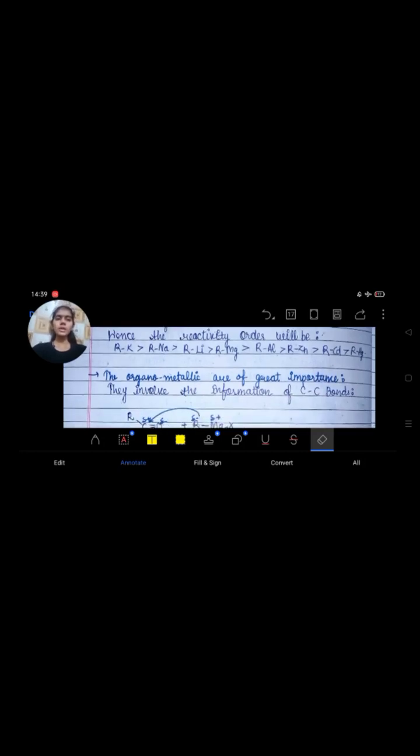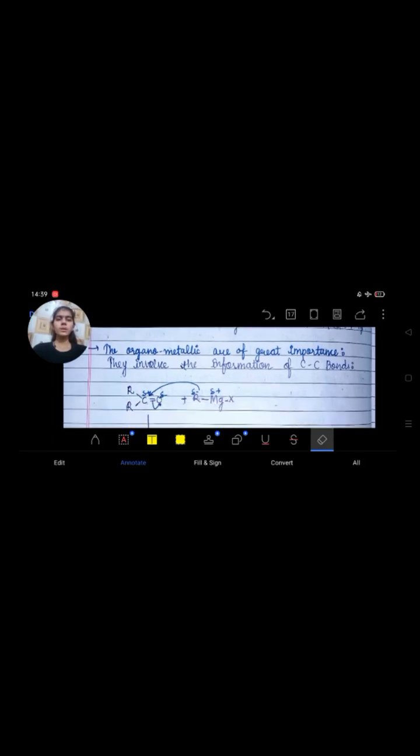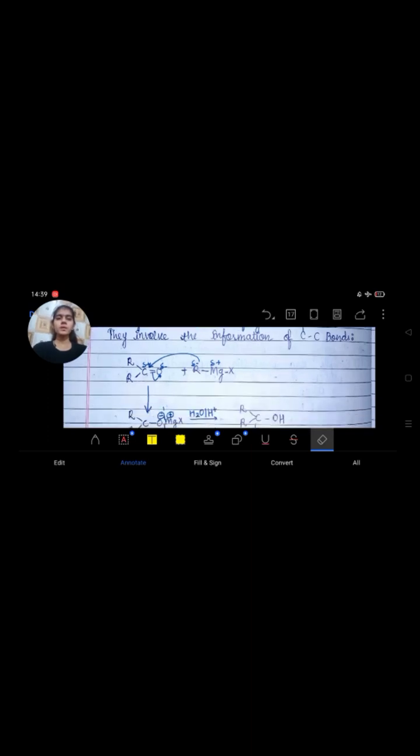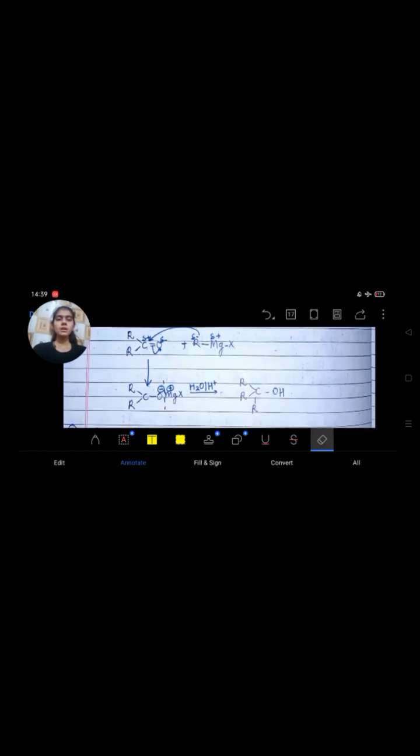Organometallic compounds are of great importance because they involve the formation of carbon-carbon bonds. Here we can see the reaction: a ketone reacts with Grignard reagent, and then we get an alcohol with a greater number of carbon atoms.